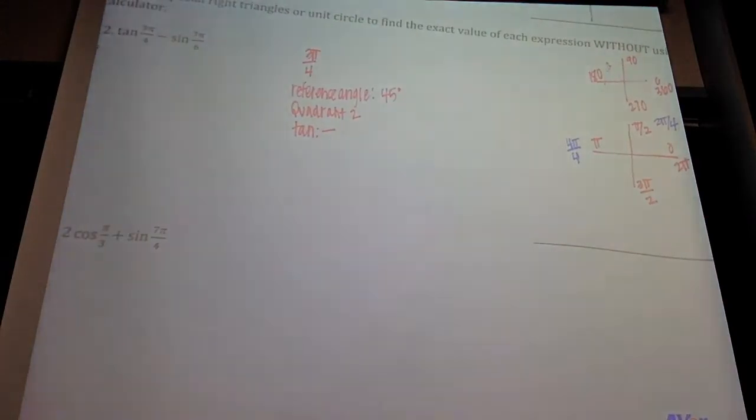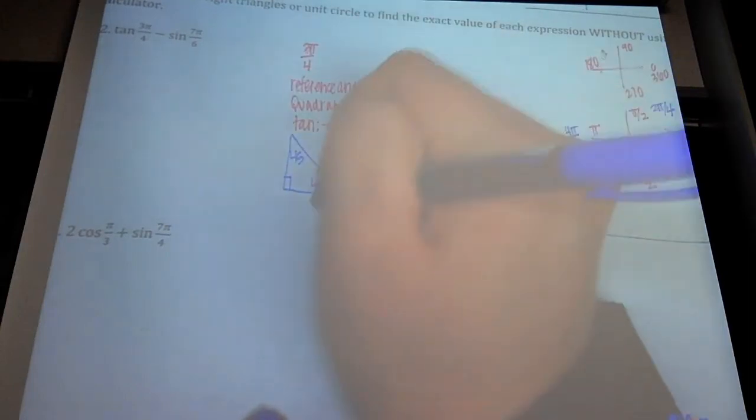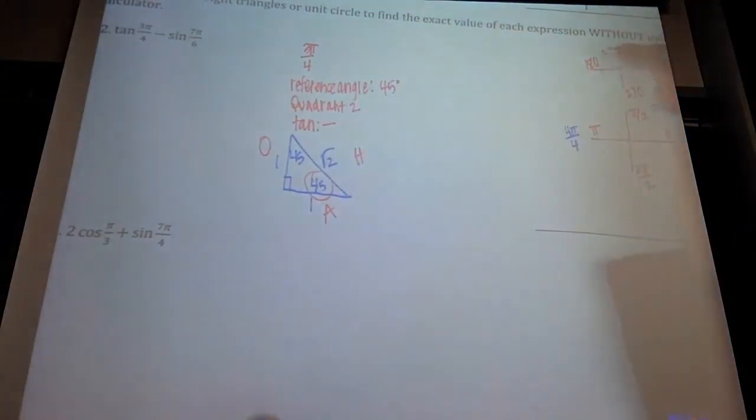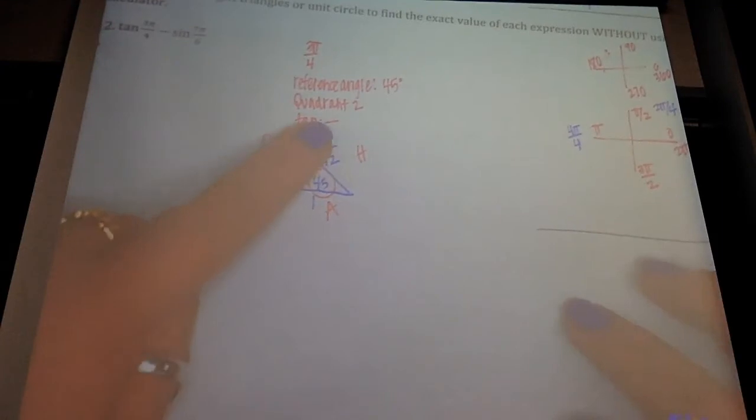Okay, so at that point, I'm just going to draw my triangle. And I'm using a 45, 45, 90. So I have 1, 1, and rad 2. And so I'm looking at the angle. So I have my opposite, my adjacent, and my hypotenuse. And tangent is opposite over adjacent. Remember, it's negative, so I'm just going to put negative 1.